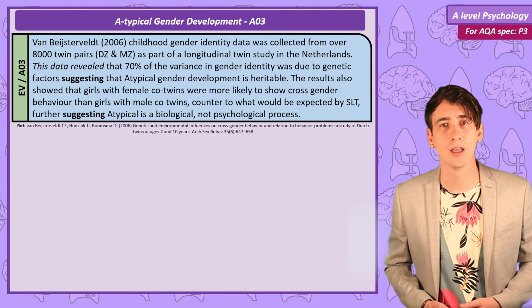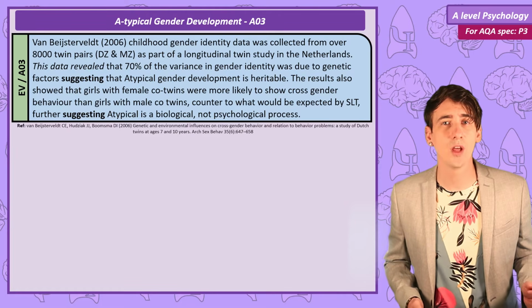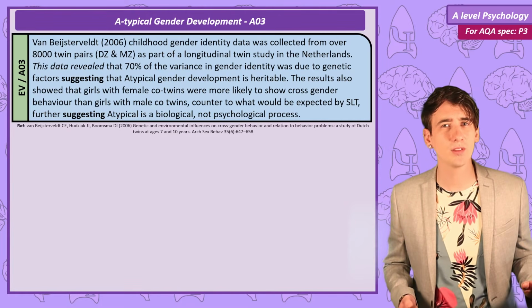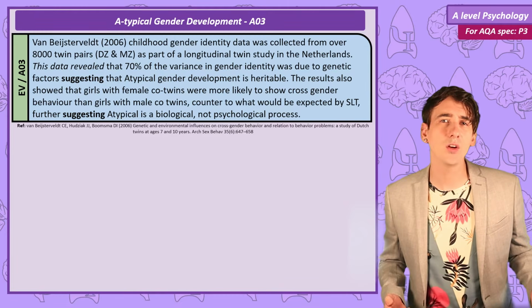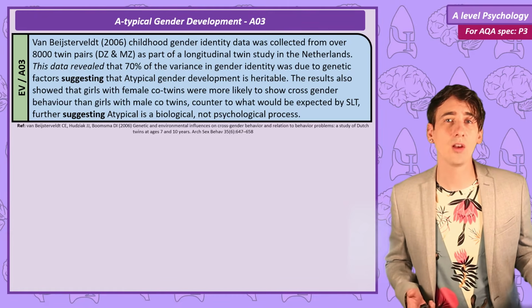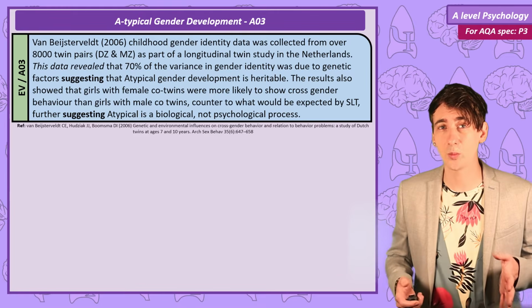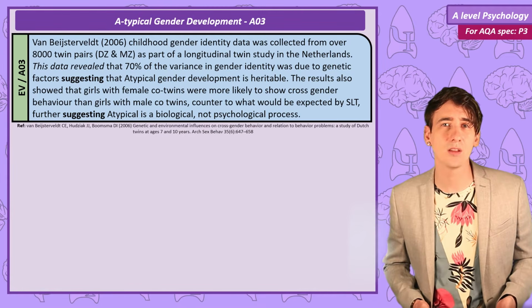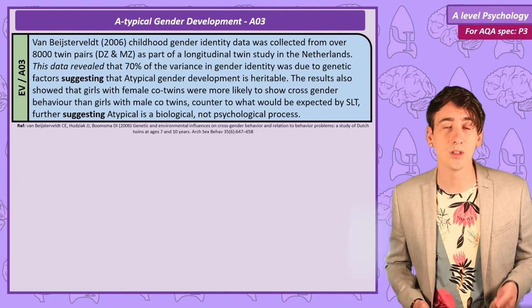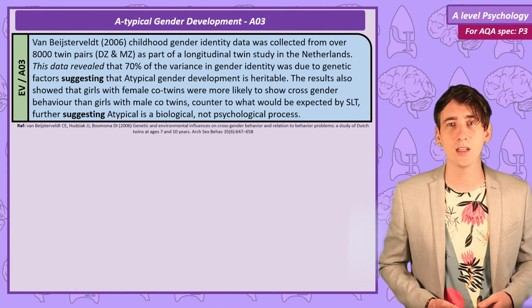Now, despite these genetic differences, other aspects of their lives should be pretty similar, like education, diet, and parenting style. Now, when the large data set was analysed, looking at how likely it was that if one twin was experiencing atypical gender identity, the other twin was, 70% of the variance in gender identity of the twins could be explained by these genetic differences.